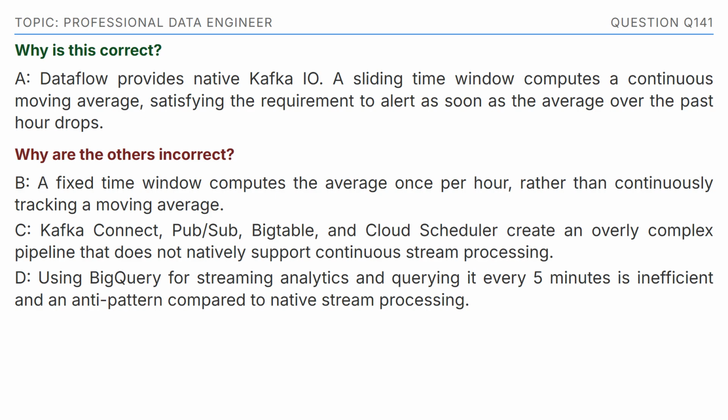B. A fixed time window computes the average once per hour, rather than continuously tracking a moving average. C. Kafka Connect, Pub/Sub, Bigtable, and Cloud Scheduler create an overly complex pipeline that does not natively support continuous stream processing. D. Using BigQuery for streaming analytics and querying it every 5 minutes is inefficient and an anti-pattern compared to native stream processing.